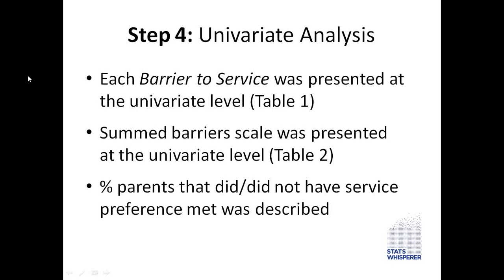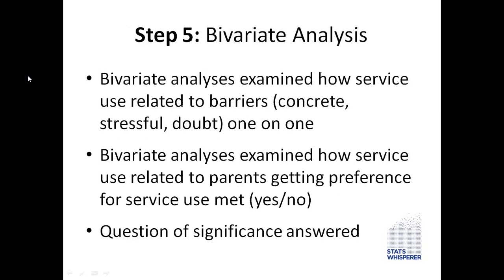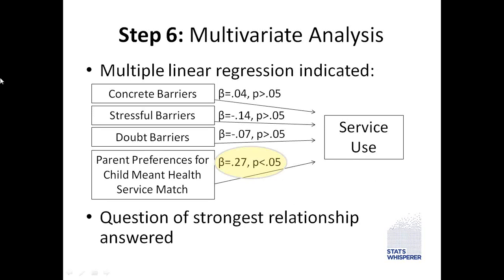So in the article, the univariate analysis is presented in Table 1 and Table 2, right? So if you ever reference that study, you can see they are presented, which is great. The bivariate analysis in the article compares how the barriers related to service use, one-on-one, as well as how parental preference match for service related to service use, right? So those questions of significance were addressed. And then finally, the multiple linear regression indicated that the parental preference match for service was a stronger predictor of service use over and above the barriers.